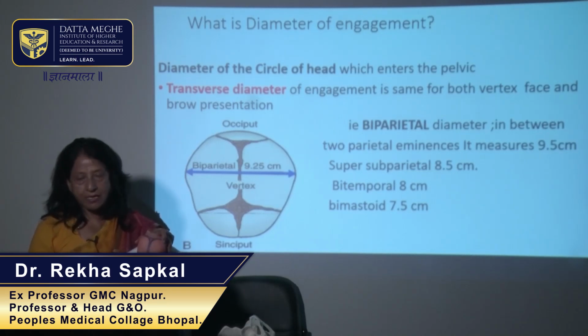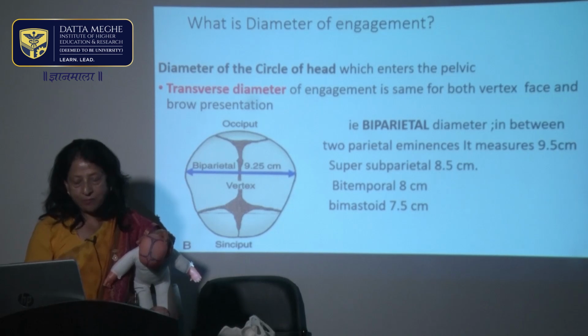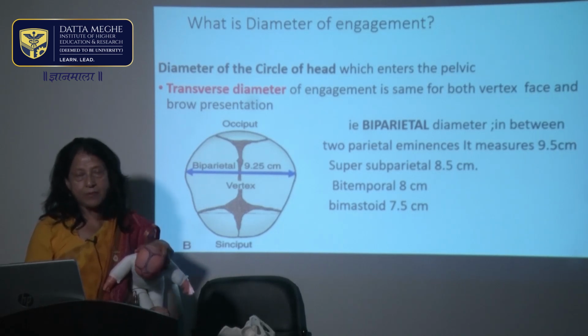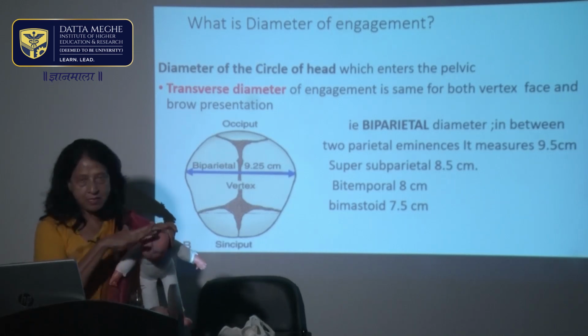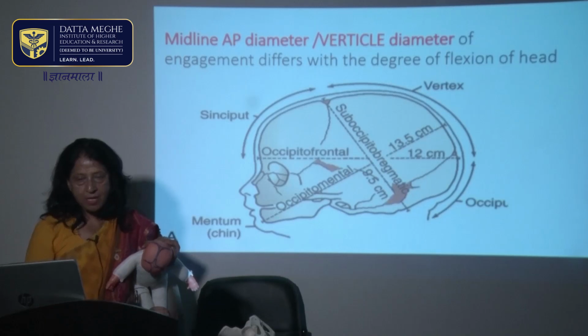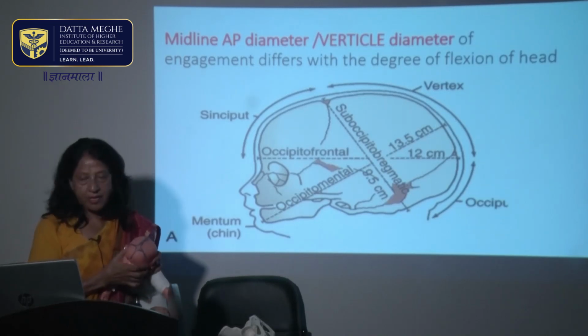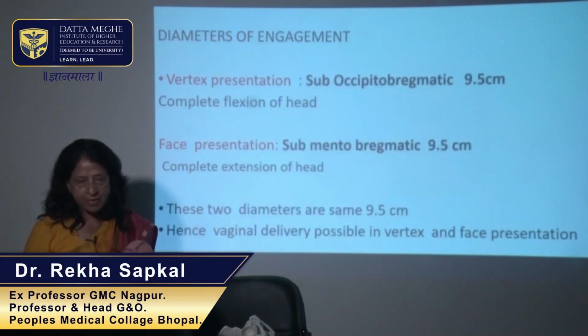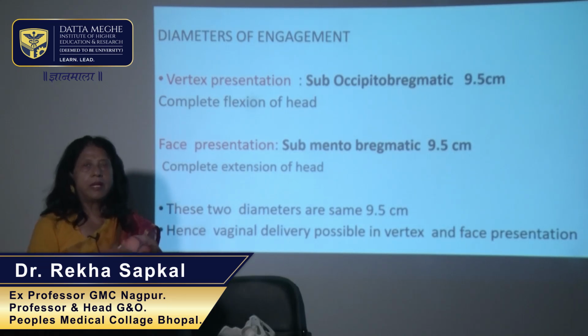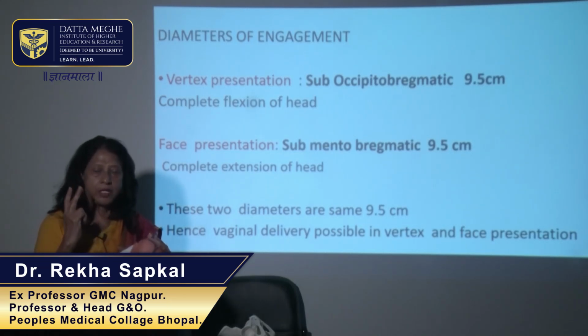Biparietal is 8.5 centimeter, bitemporal is 8 centimeter and bimastoid is 7.5 centimeters. So, these are the transverse diameters of this circle. Midline diameters are different, let us learn them step by step. There are two diameters of engagement.